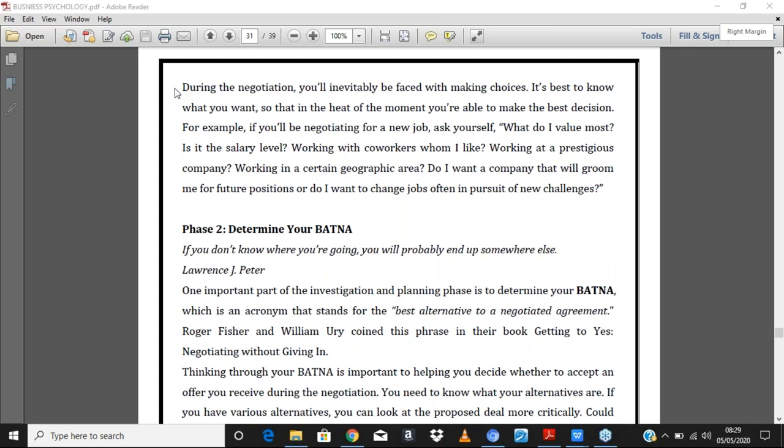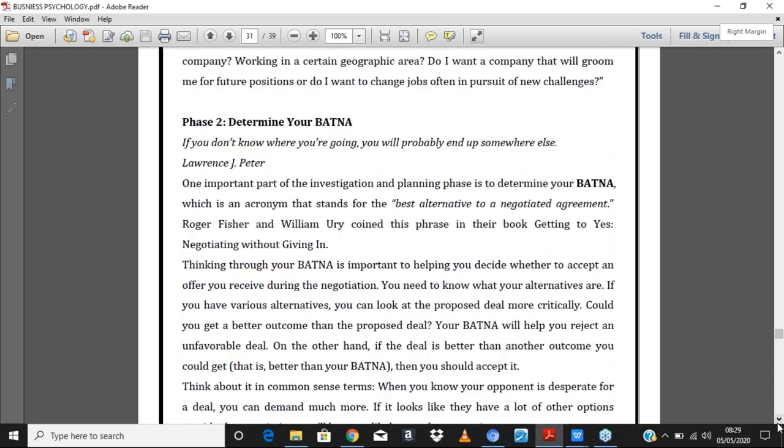All right, sorry, I had a little audio issue. So we said the first thing is investigation or information gathering. The second thing is to determine what we call your BATNA. BATNA in capital letters is an acronym. Determine your BATNA. If you do not know where you're going, you might end up anywhere. Imagine going to the park and they ask, where are you going? You say, well, I don't know, just put me in any vehicle. So you cannot do that.